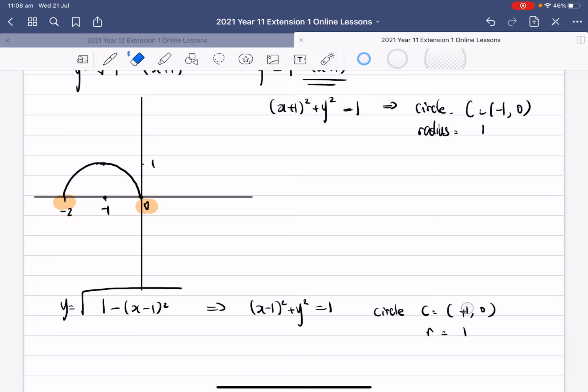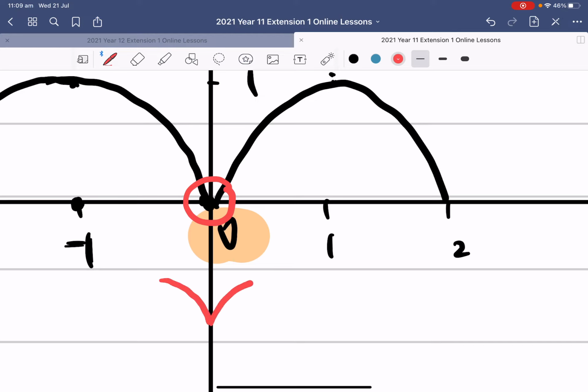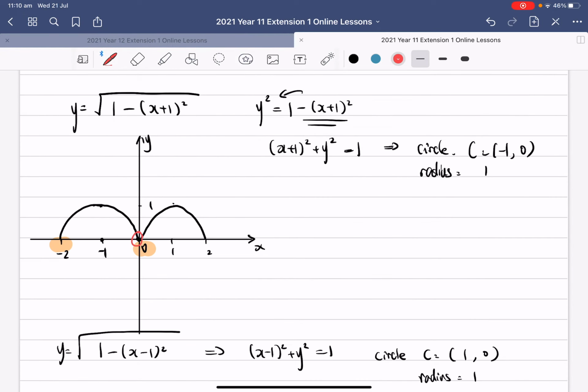Now, the question asks us to actually describe what happens when x equals 0. So, have a look at this point here. When x is equal to 0, firstly, it's continuous. The curve is going this way, and there's a corner here. It's continuous, that's something you need to understand. So we can just say, at x equals 0, the curve is continuous.